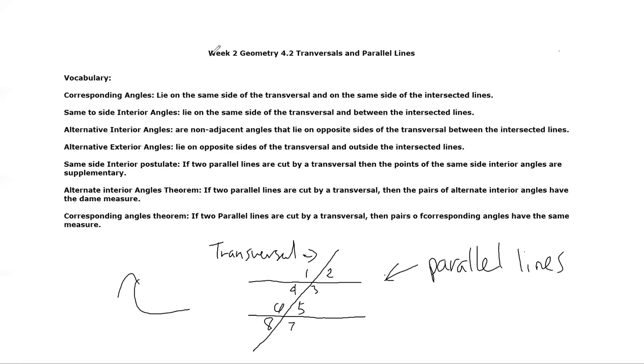So why don't we take a look at some of these angles, right? We have the first one, which is corresponding angles. Now, the definition says they lie on the same side of the transversal and on the same side of the intersected lines. So those are a lot of rules. It might be a little easier if I had a bunch of visuals to show you. So we're going to move on to the next slide.